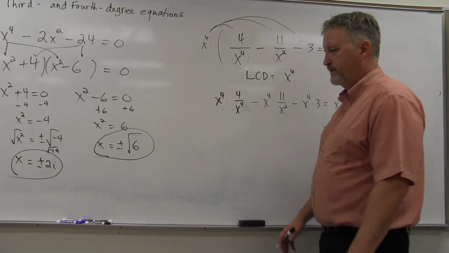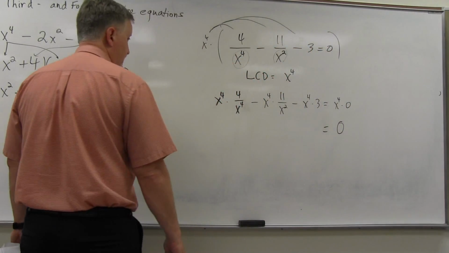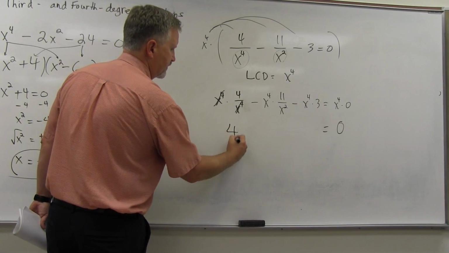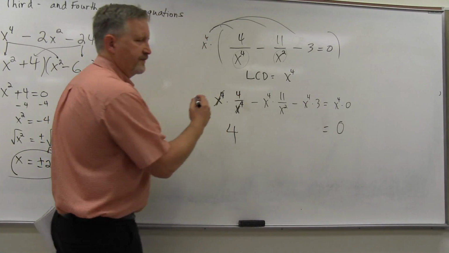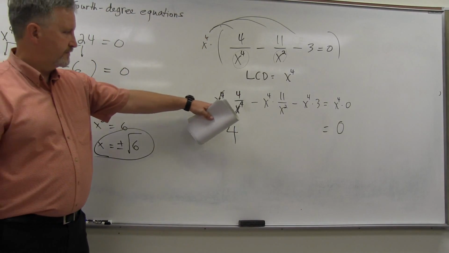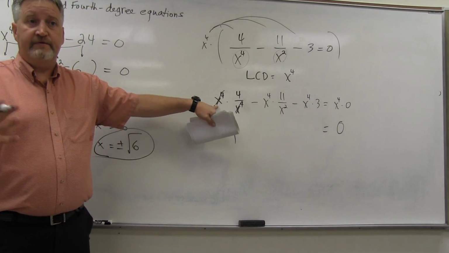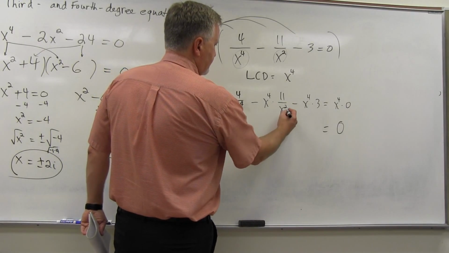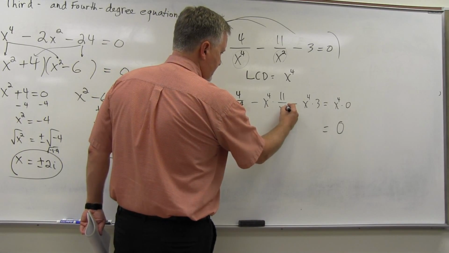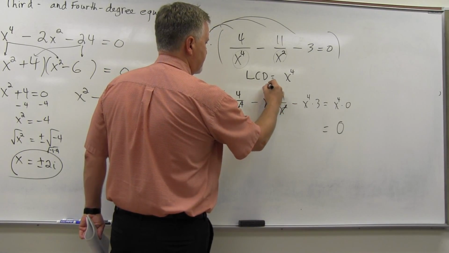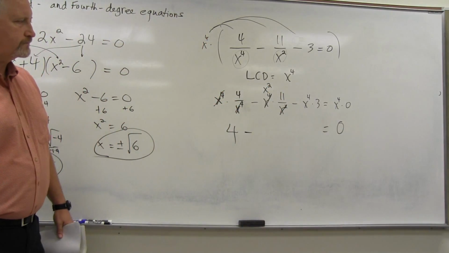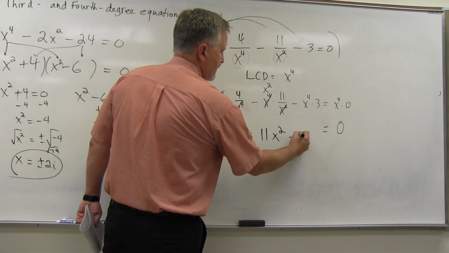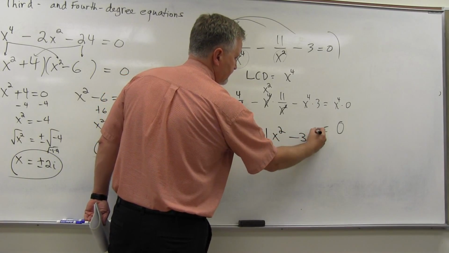Now there are some nice things happening on the left. The x to the 4ths cancel, because that's in the top and in the bottom. In the middle, they don't cancel entirely. The x squared goes into the x to the 4th and leaves me an x squared, doesn't it? So that's 11 minus 11x squared in the middle. And then nothing cancels here.